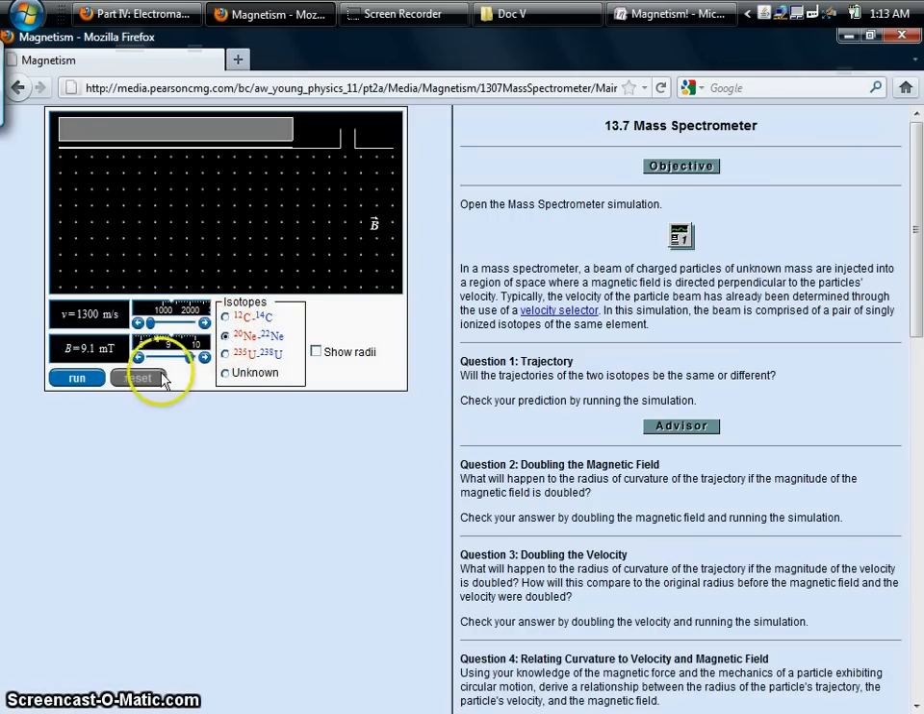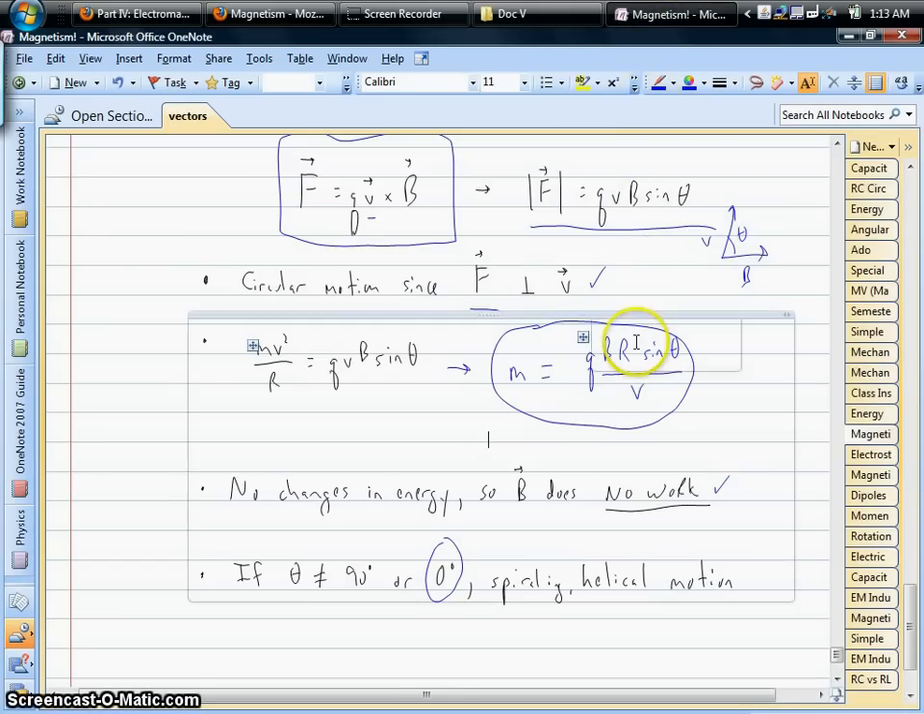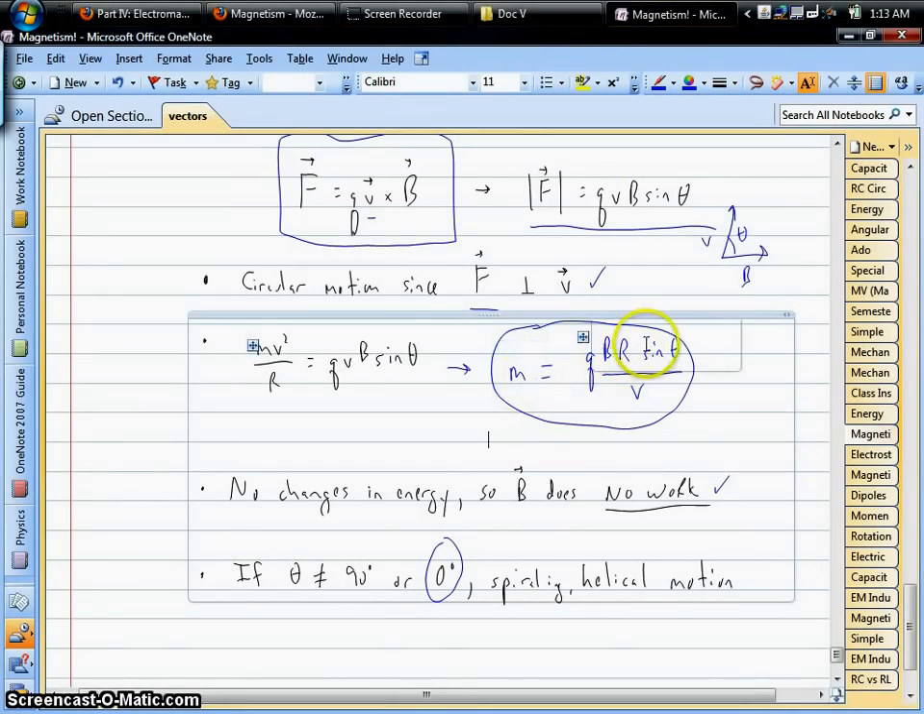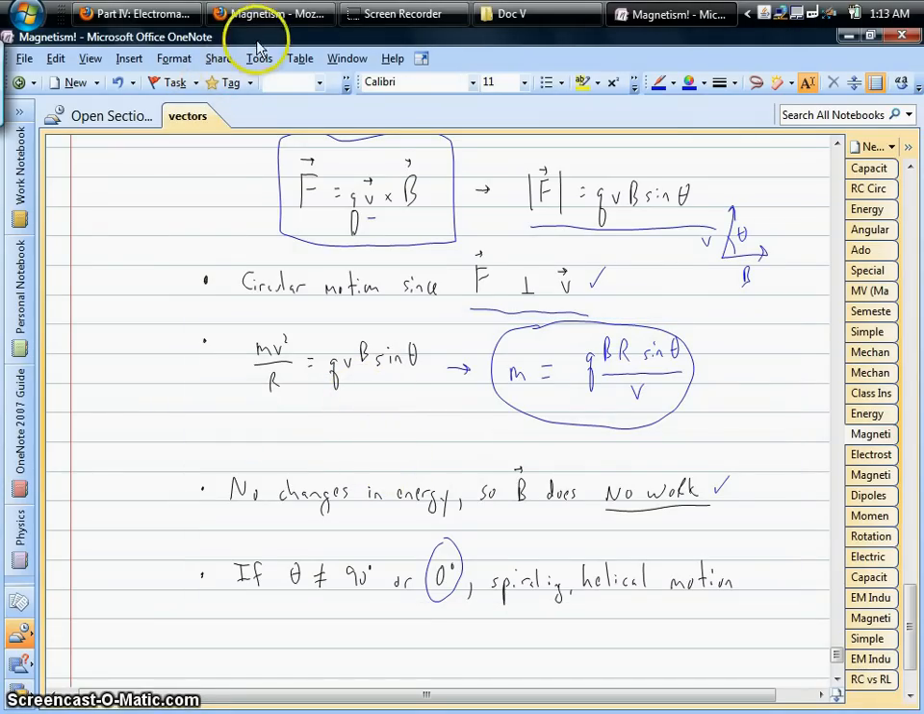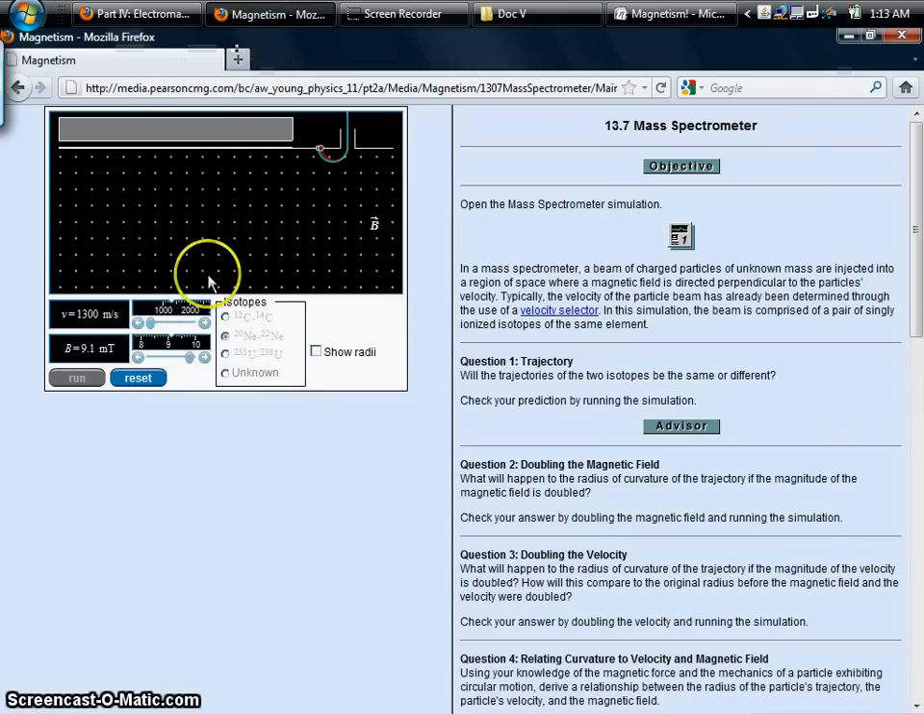Here's neon, it turns out. Moving pretty slow in a very strong magnet. And look how tight that circle is. We've cut the mass down. Let's see if this makes sense. Again, the mass and the radius are directly dependent on each other, whereas the radius and magnetic field are actually inversely proportional to each other. You can kind of see that over here. So you can play with these simulations and get really a physical feel for what's going on.